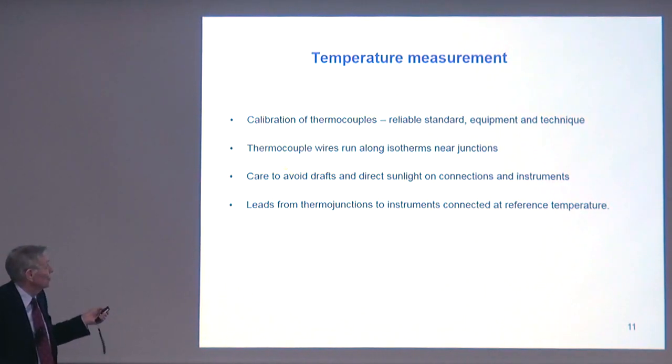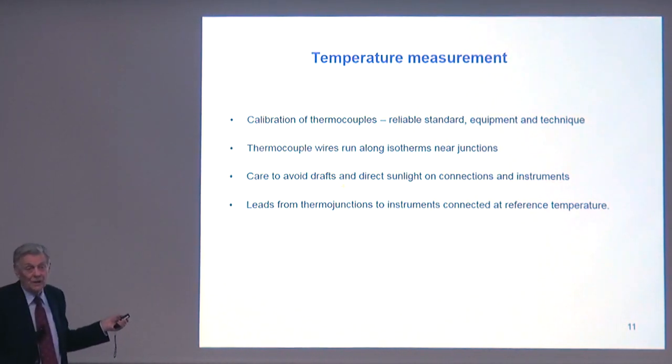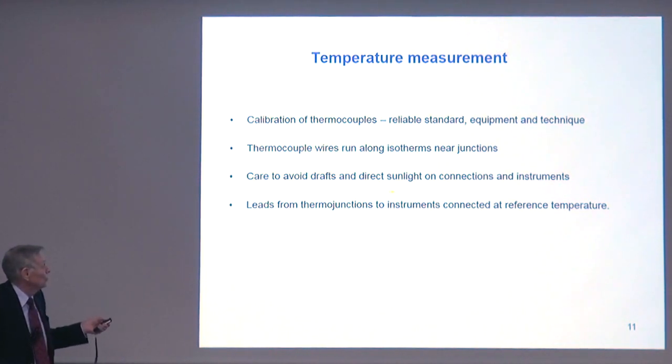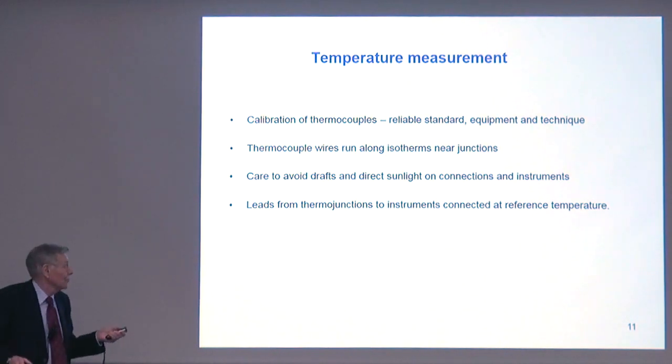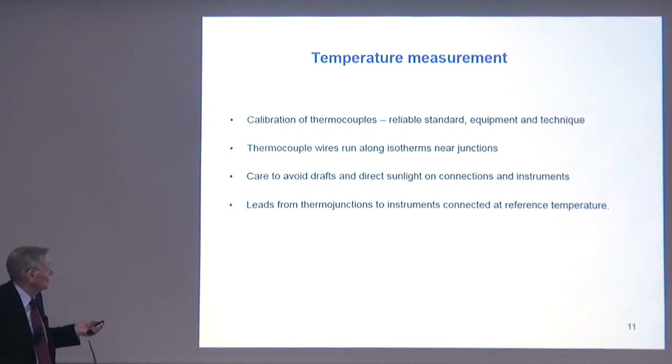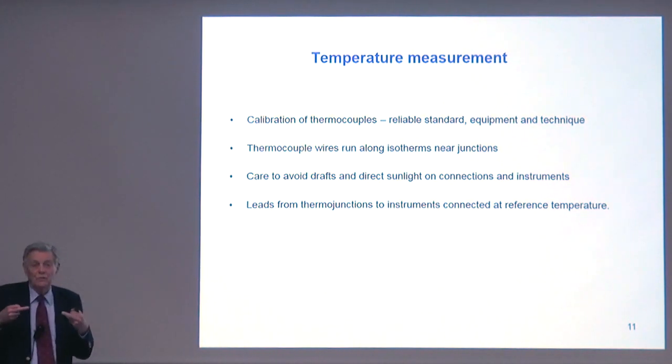For instance, thermocouples should run along isotherms near junctions. You should take care to avoid direct sunlight on your equipment, your apparatus, any connections. And the leads from the thermocouple, in this case we use very fine wires, but you need to have more substantial leads to your instruments. All junctions of any materials, even copper to copper, two different kinds of copper joined together, if you put a match on the junction, you will get a very tiny EMF, but significant.